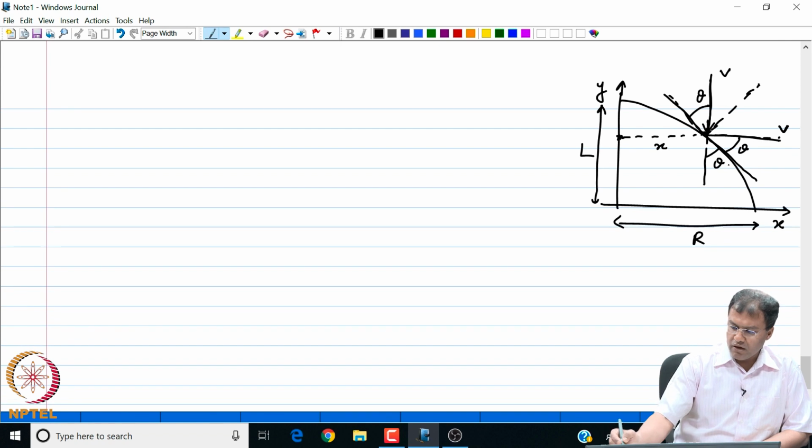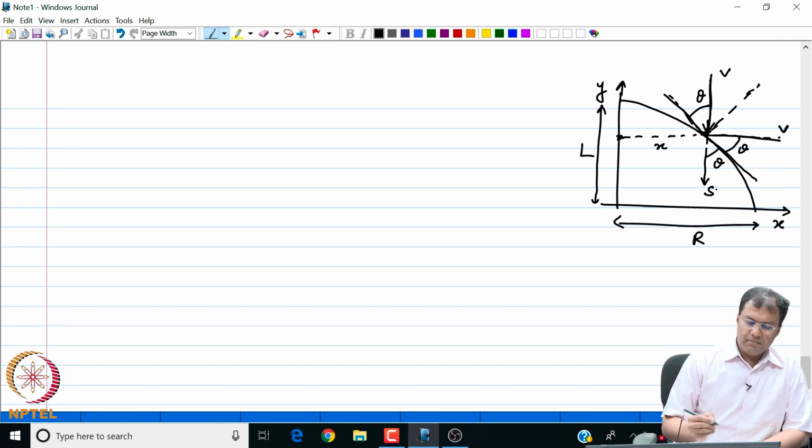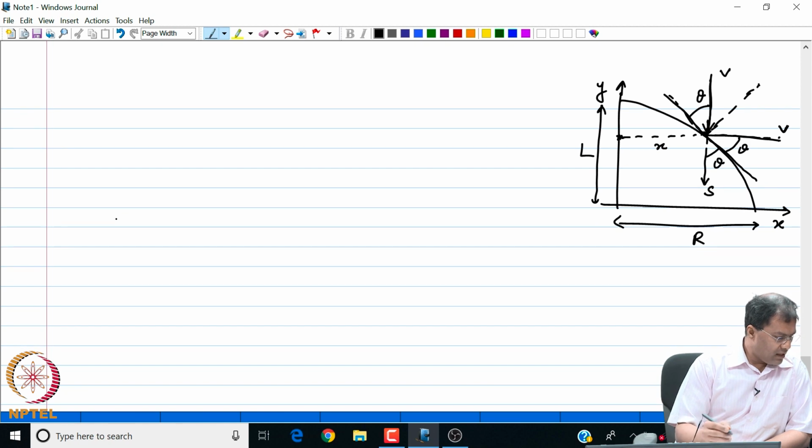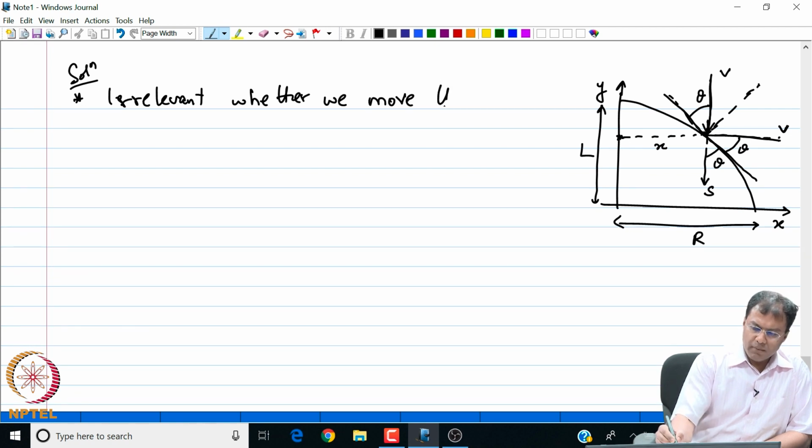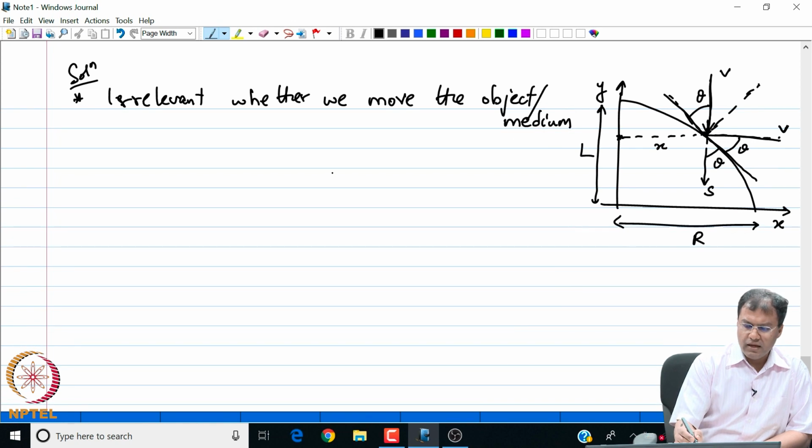So, let us say the component of V along this direction is S. Okay. So, I am ready to write down the functional. So, note that first of all, it is irrelevant whether we move the object or the medium. We can keep the object fixed and the medium moving, or the medium fixed and the object moving, to look at the problem. So, we assume the latter, that the medium is moving.